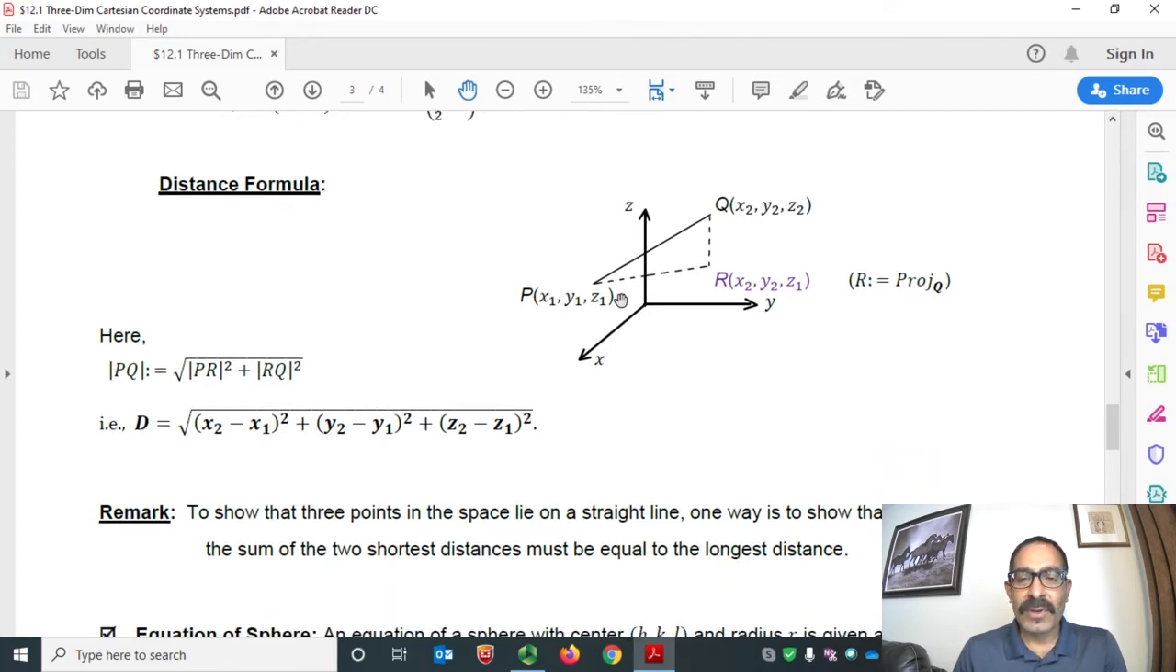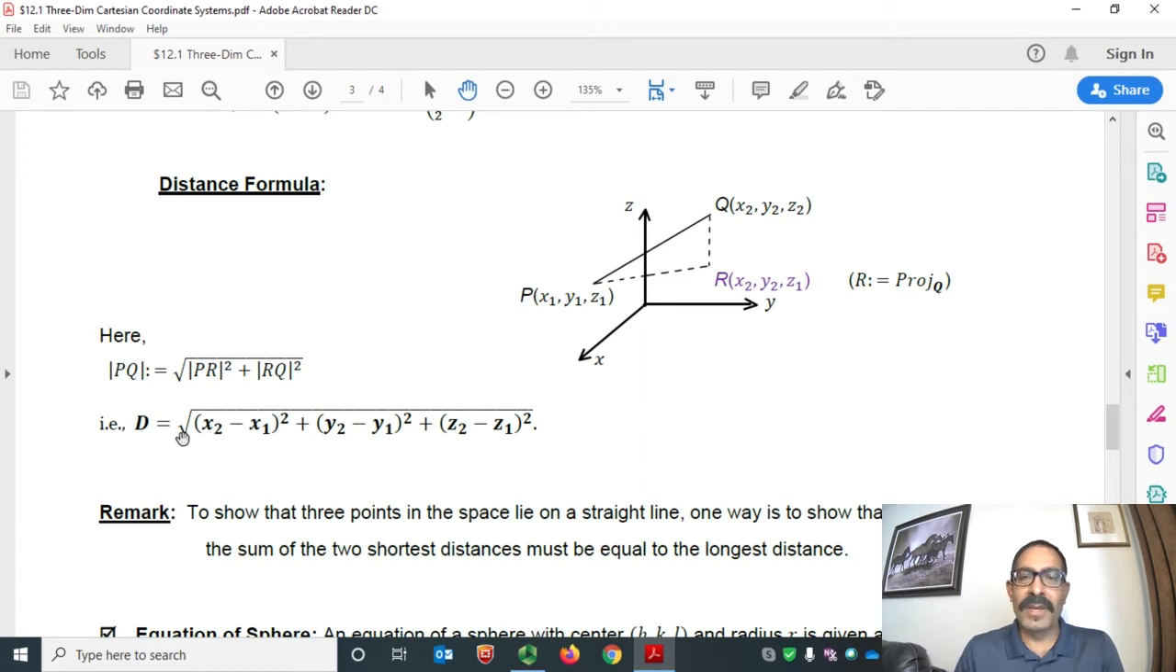PR squared is the distance between 2 points in the plane. So x2 minus x1, squared, plus y2 minus y1, squared, and plus z1 minus z1, which is 0 by the way, and plus RQ squared. RQ is this distance, which is simply z2 minus z1. So z2 minus z1 squared. That means we added this z component to the distance formula in the plane.